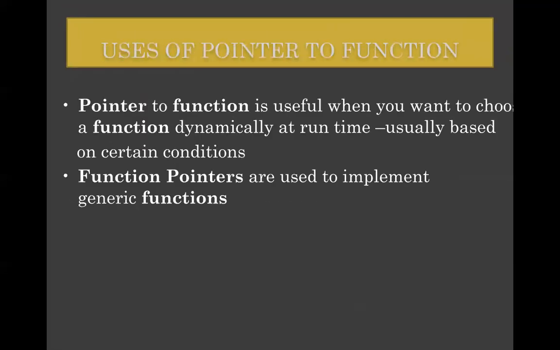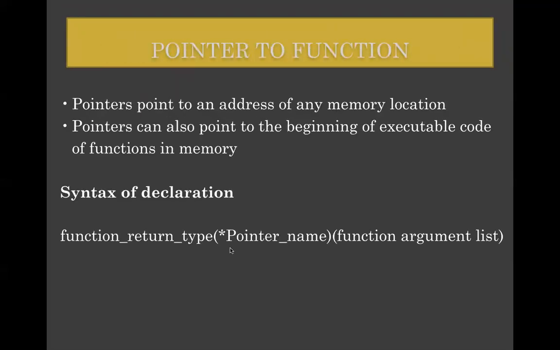So how do I declare it? This is my pointer to function name, with the asterisk here. This should be put within brackets. Otherwise, this asterisk will go along with the return type, and it seems like it's returning a pointer. So it has to be within brackets. And now for this function pointer, whatever function it is going to point to, I write that function's return type and that function's parameter list. Hope you understand this.